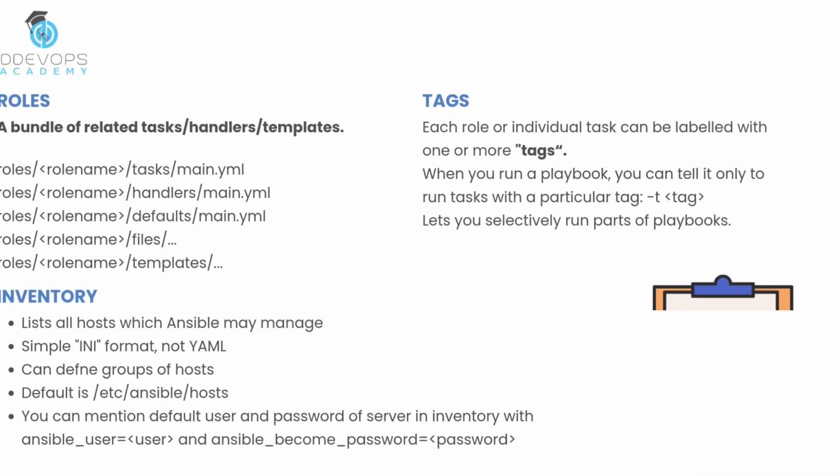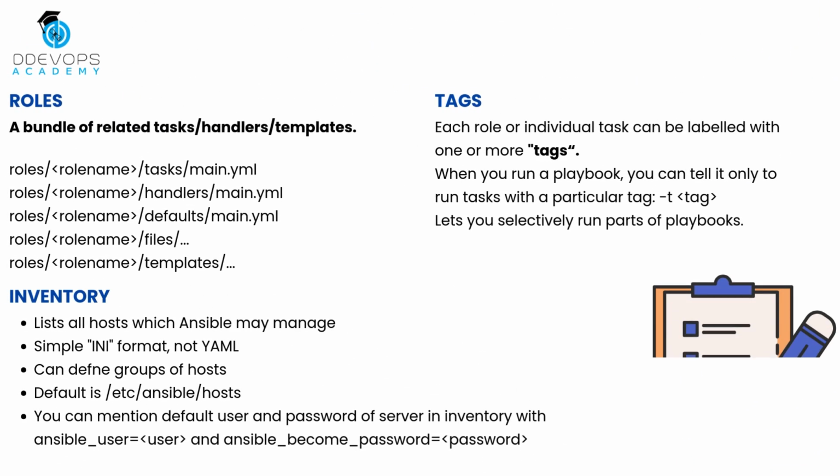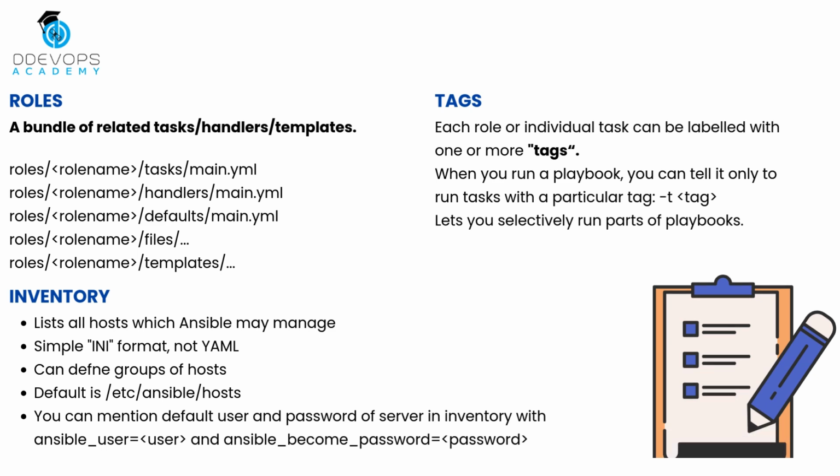In Ansible, roles help organize playbooks into reusable components. Each role bundles tasks, handlers, templates, and variables into a structured folder, making automation clean and scalable. Inventory defines the hosts Ansible manages. It's written in a simple INI format and can group servers for targeted automation. You can also specify login credentials directly in the inventory using ansible_user and ansible_become_password. Finally, tags let you run specific tasks selectively, great for testing or partial deployments.